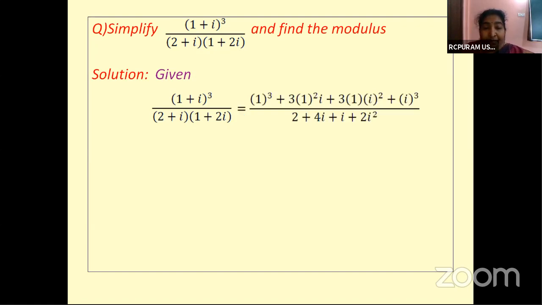We'll take the product in the denominator, children. You just start multiplying. 2 into 1, which is 2. 2 into 2i, which is 4i. i into 1 is i. Then i into 2i is 2i square.